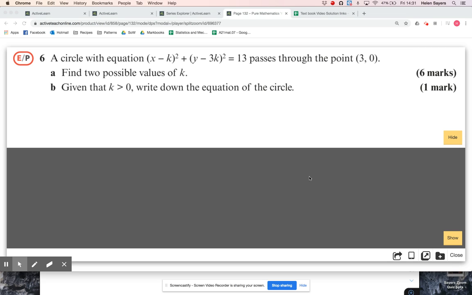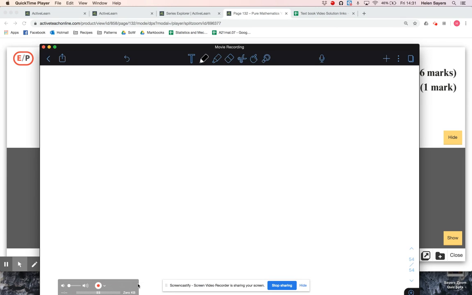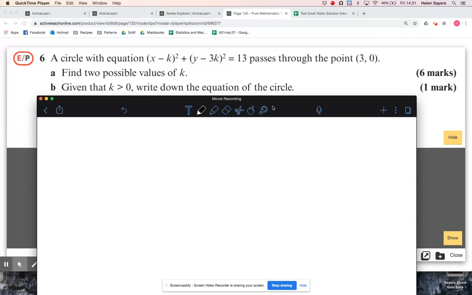Okay, so we're looking at the first year core textbook, and we're on mixed exercise 6, which is on circles, and we're on question 6. We have a circle with an equation, with the correct structure for the equation of a circle, but then we've got these unknowns here, and we're told it passes through 3, 0, and then we're told there are 2 possible values of k.